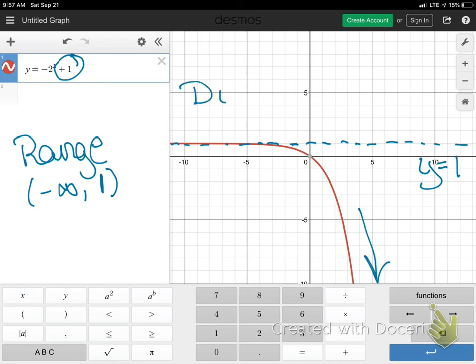The domain of this function is all of my x values. So it's negative infinity to positive infinity, because I'm going to hit all of my x values. Okay? And so that is the domain and the range, and that is the movement of the parent function 2 to the x.